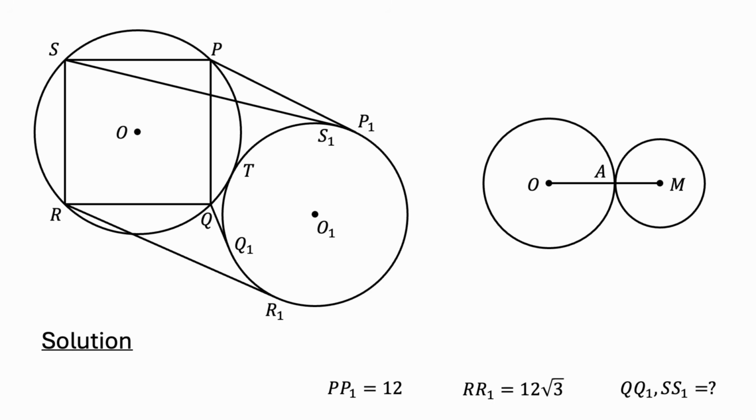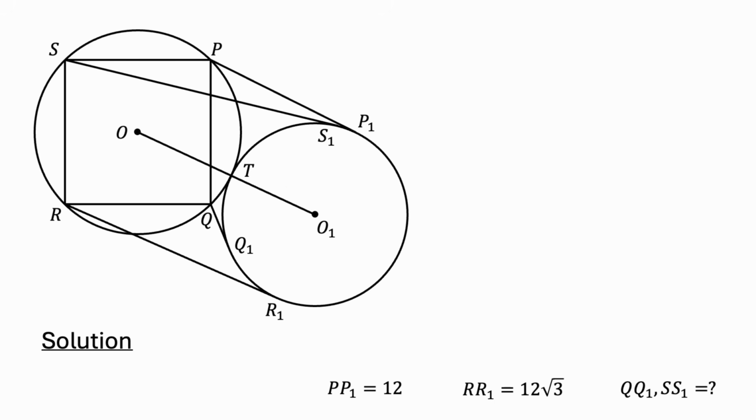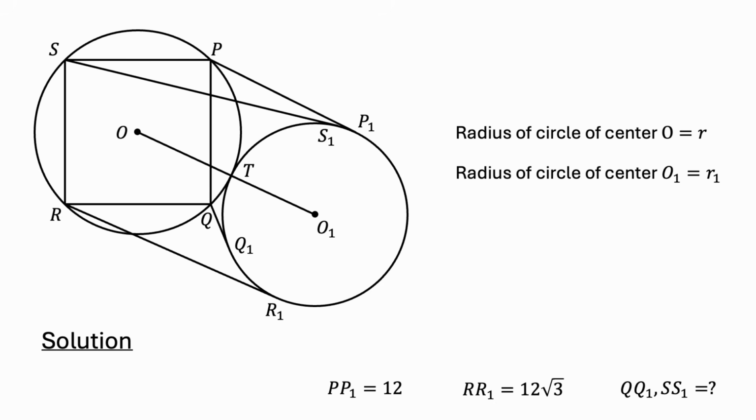First, recall that if two circles are tangent at A, then the centers of the circles and point A are collinear. Since the two circles are tangent at T, OTO1 is a straight line. Denoting the radius of the circle of center O as R, and the radius of the circle of center O1 as R1, the length of OO1 thus equals R plus R1.